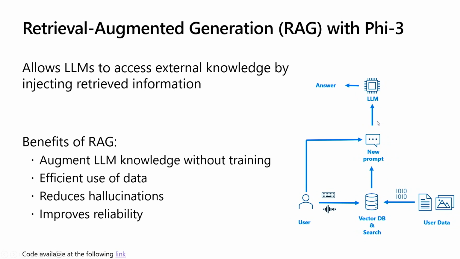So RAG has several advantages. So first, it augments the LLM knowledge without the need to train the model. Second, there is efficient use of data, right? Because we do not feed the whole document, we just feed the retrieved information. It reduces hallucination, and it improves the reliability of the models, because when it gives the answer, it quotes and refers to the relevant data where it took the answer from. Let's see how it works in the demo.